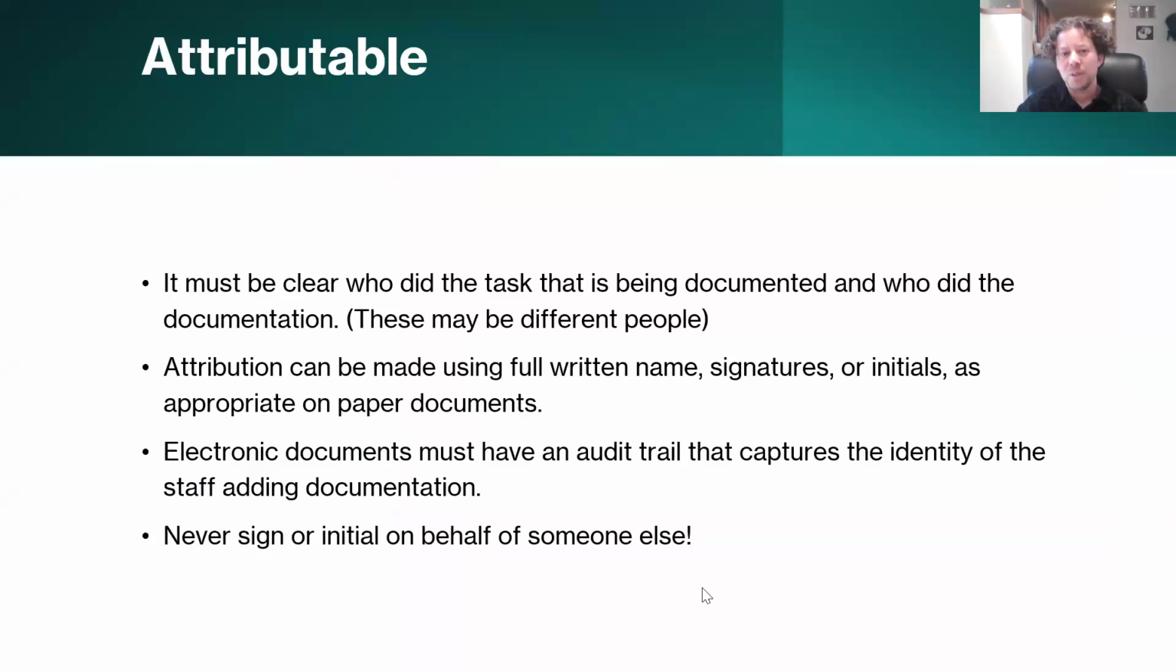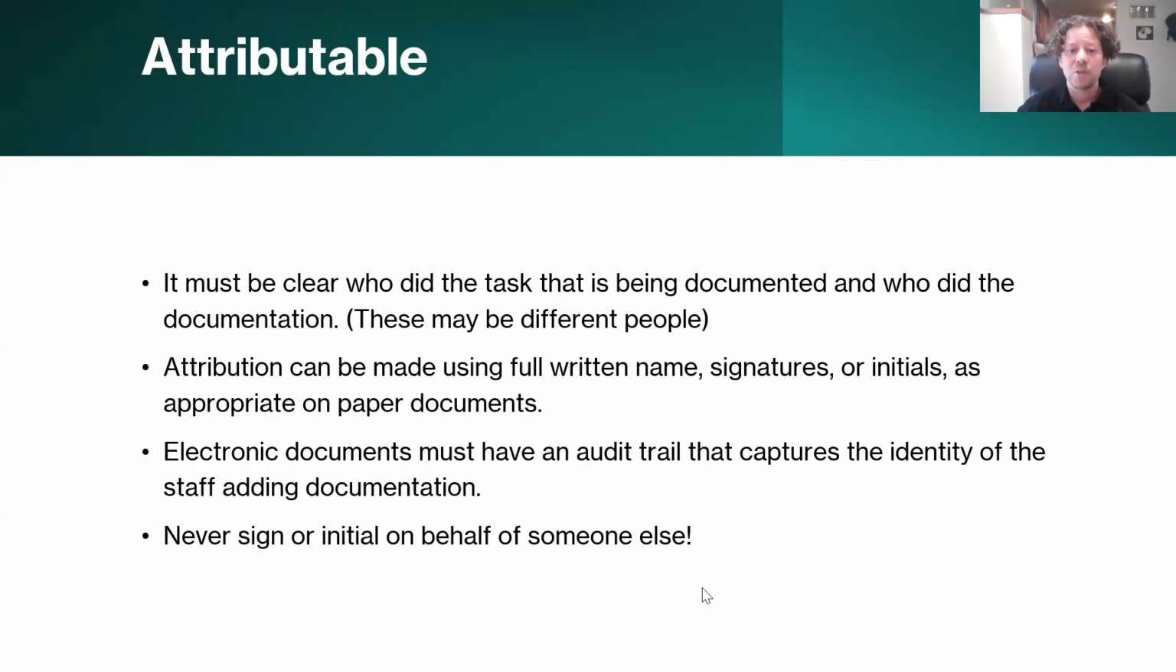So for attributable, what this really means is it must be clear who did the task that is being documented and who did the documentation. So these are sometimes different people. And it's important to note that and make it clear what you're attributing. Attribution itself can be made using someone's full written name, signatures, or initials as appropriate, depending on the kind of document it is.